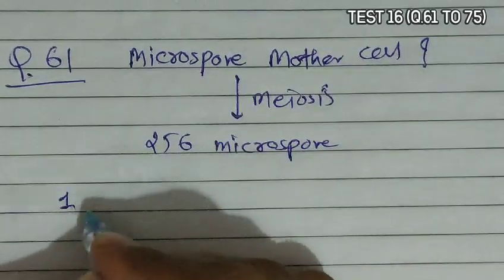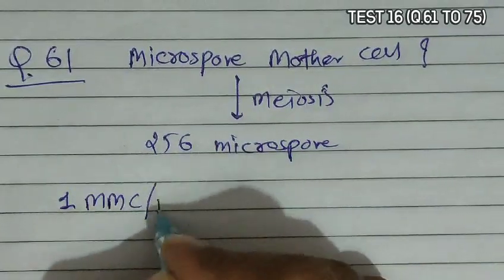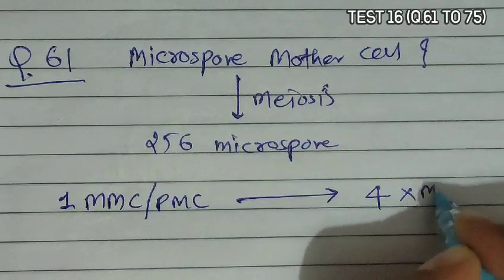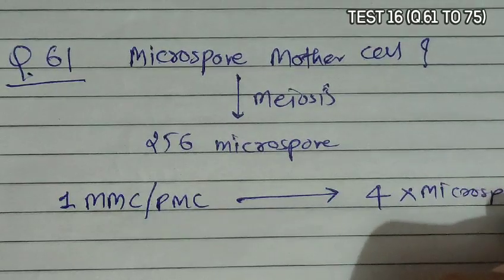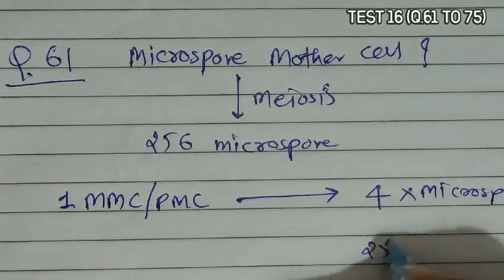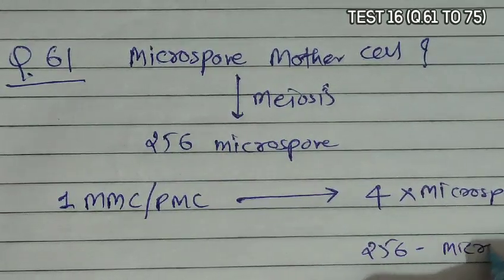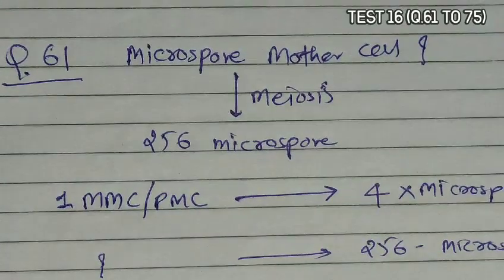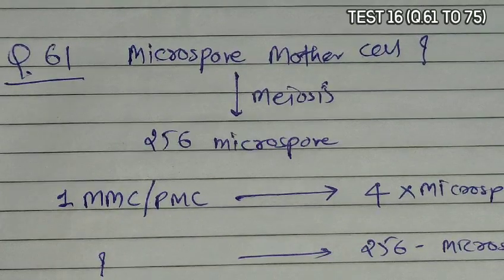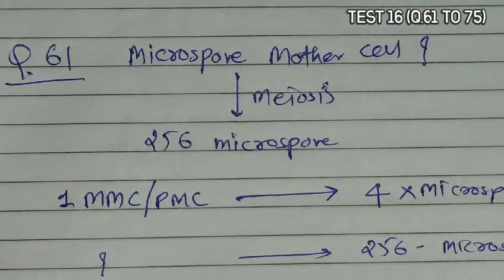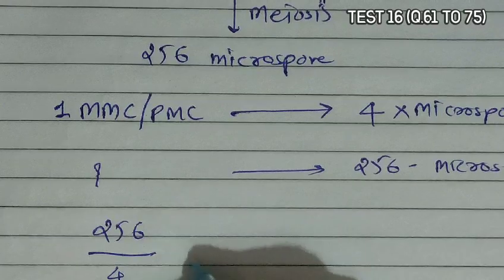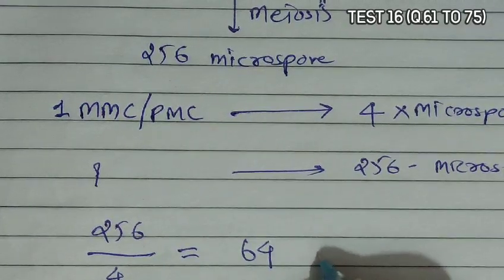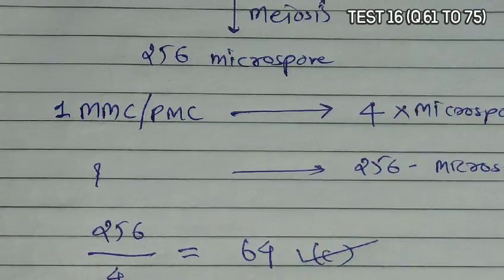Now you know that one microspore mother cell or pollen mother cell gives rise to 4 microspores. So for 256 microspores, the number of pollen mother cells or microspore mother cells required is 256 divided by 4, so it becomes 64, and 64 is option C, so C is the correct answer.